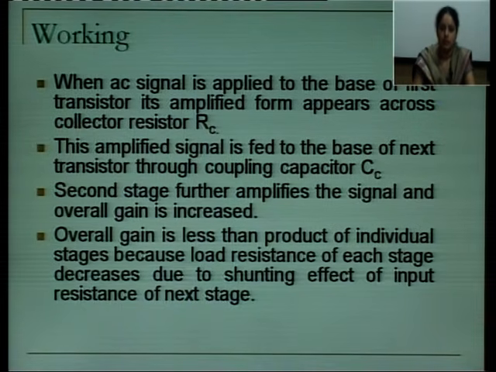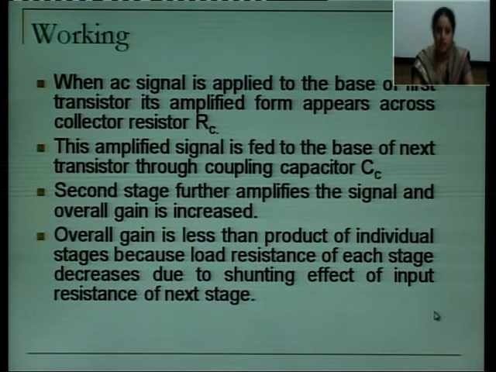Now coming to the working, at the input you give the signal. AC signal is applied to the base of the first transistor, and through transistor action this signal is amplified, and this amplified form appears across the collector resistance RC of your first stage. This amplified signal is fed to the base of the next transistor through coupling capacitor CC. Now the second stage further amplifies the signal and overall gain is increased. Now why is overall gain increased? You have provided the amplification twice.